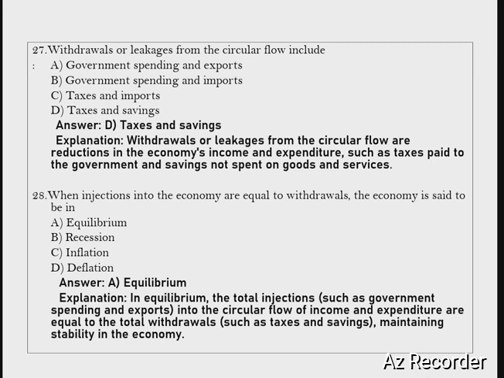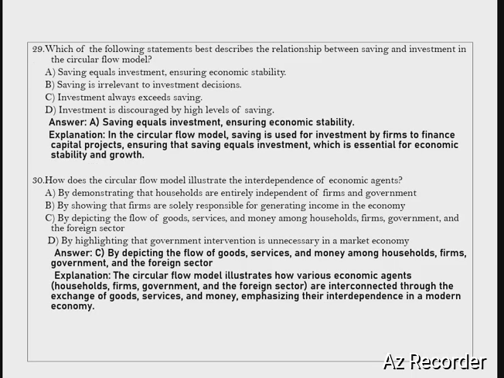Next question is, when injections into the economy are equal to withdrawals, the economy is said to be in: option A, equilibrium; option B, recession; option C, inflation; option D, deflation. Correct answer is equilibrium. Its explanation is, in equilibrium, the total injections into the circular flow of income and expenditure are equal to the total withdrawals, maintaining stability in the economy.